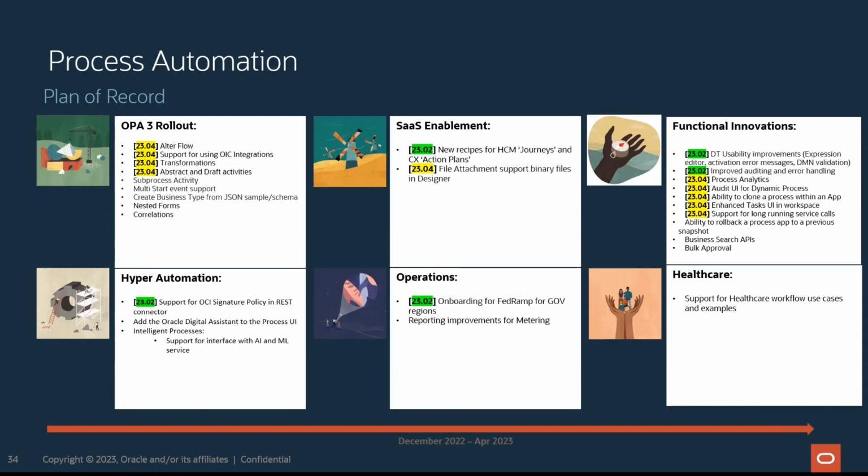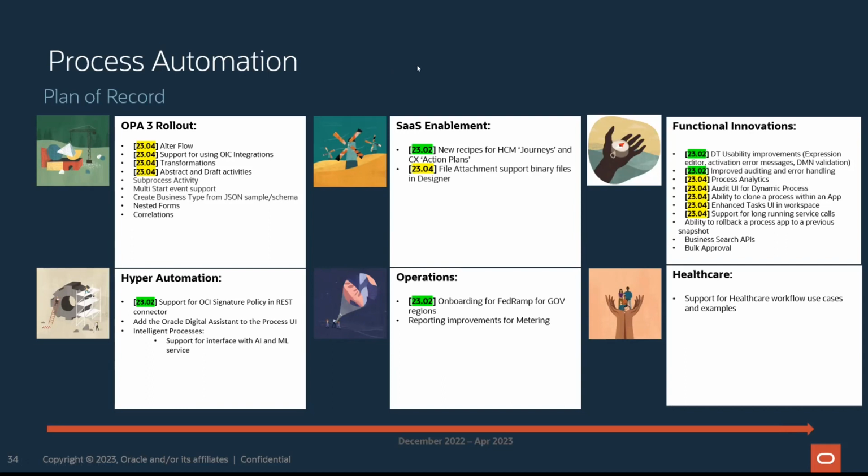Other things that we're looking at there are the ability to clone a process within an application. So if you have a BPM process and you need something very, very similar, instead of having to reinvent the wheel, so to speak, just the ability to clone that and reuse it immediately then.